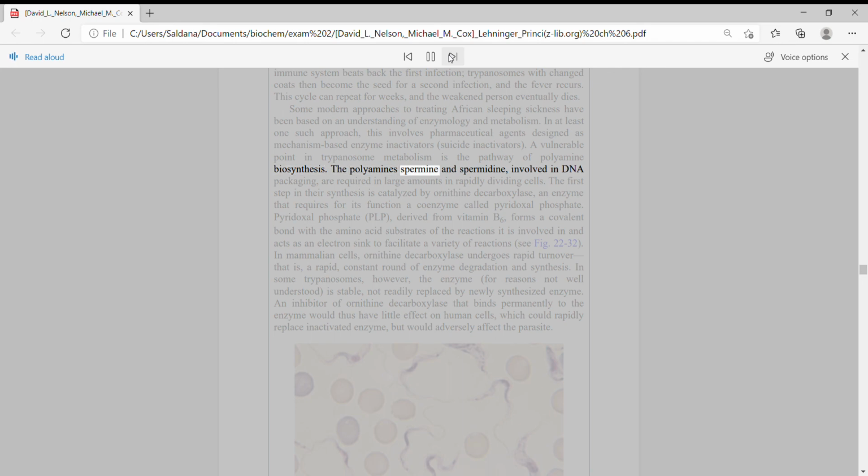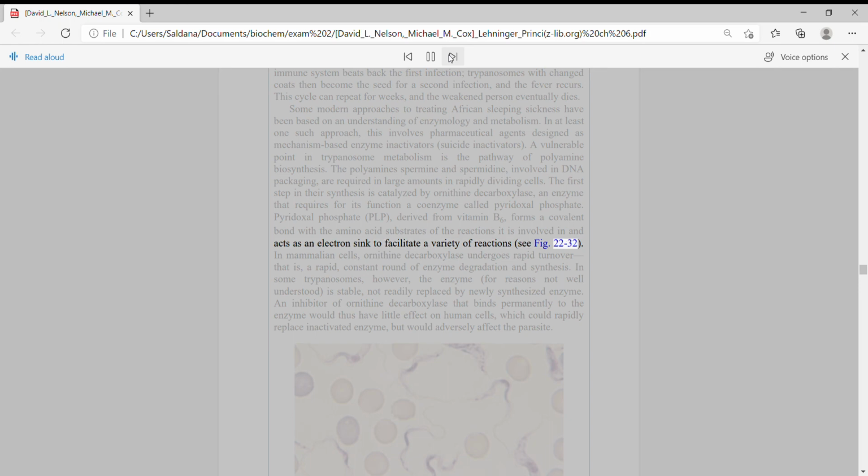The polyamines spermine and spermidine, involved in DNA packaging, are required in large amounts in rapidly dividing cells. The first step in their synthesis is catalyzed by ornithine decarboxylase, an enzyme that requires for its function a coenzyme called pyridoxal phosphate. Pyridoxal phosphate, PLP, derived from vitamin B6, forms a covalent bond with the amino acid substrates of the reactions it is involved in and acts as an electron sink to facilitate a variety of reactions, see Fig.